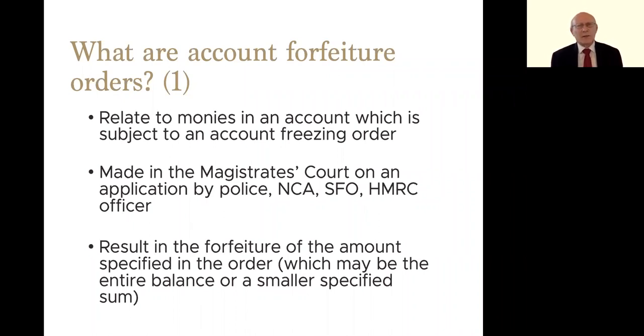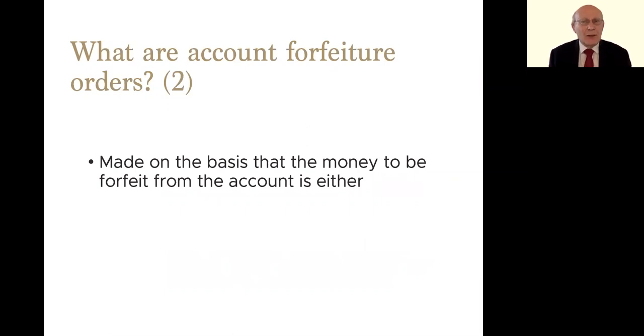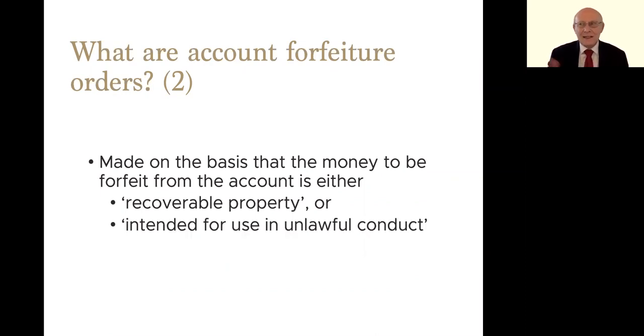So that, for example, if somebody's got £10,000 in a bank account and the police, let's say, have satisfied themselves that £5,000 of that is proceeds of a fraud, then they can apply for the forfeiture of that £5,000 out of the 10. They are made on the basis, and we see this wording again and again, that the money to be forfeit in the account is either recoverable property or intended for use in unlawful conduct.